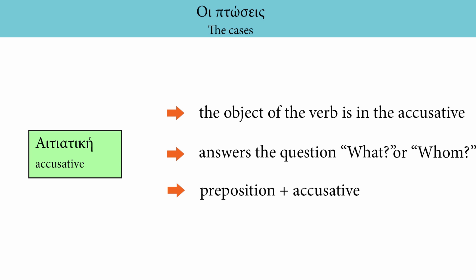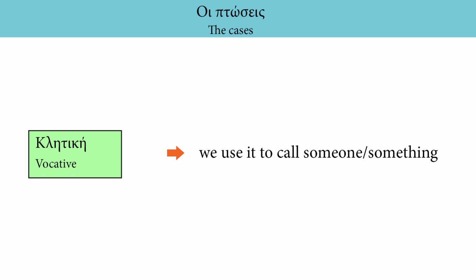And last but very important, when we have a prepositional modifier, that is an optional phrase that shows place, time, etc., and is introduced by a preposition, we always use the accusative case. And finally, the easiest case of all, the vocative case, κλητική. It is used to call someone. When I say «Γεια σας φίλοι μου», hello my friends, I use the vocative case. It is also used to start a letter or an email. Αγαπητή Μαρία, αγαπητέ Γιώργο. All these are in the vocative case.